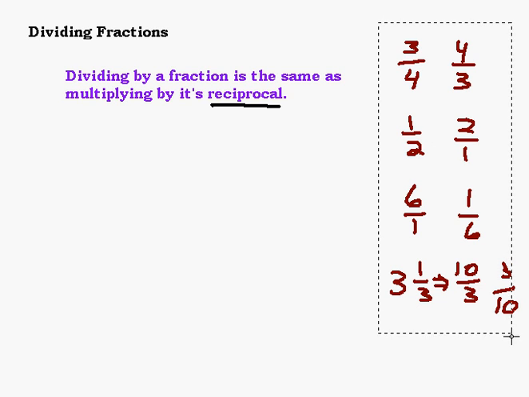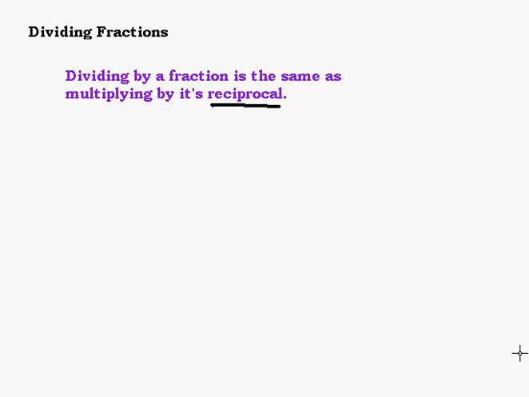Let's look at an example. Let's do 3/4 divided by 1/8. Dividing by a fraction is the same as multiplying by its reciprocal. The fraction we're dividing by is 1/8, so dividing by 1/8 is the same as multiplying by the reciprocal of 1/8.